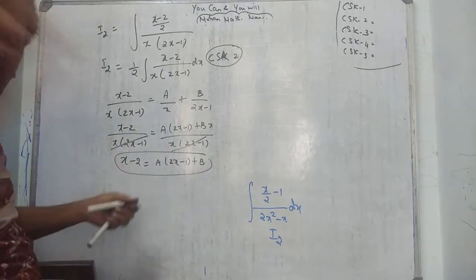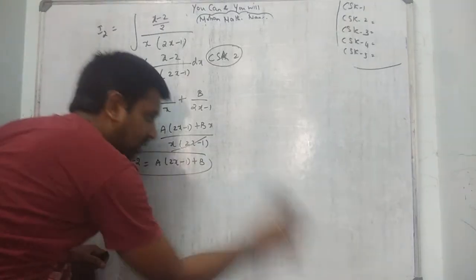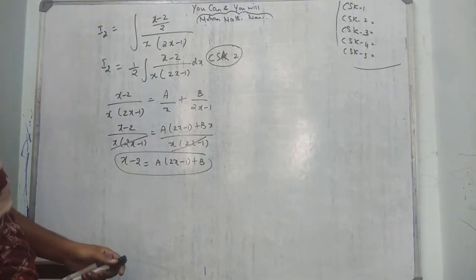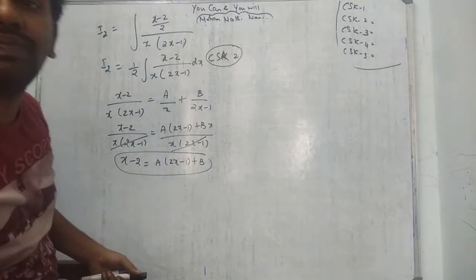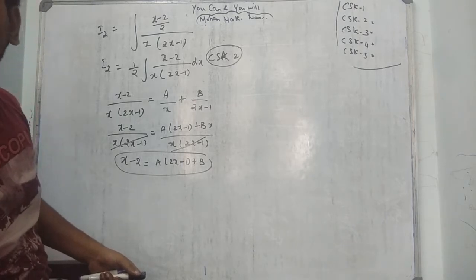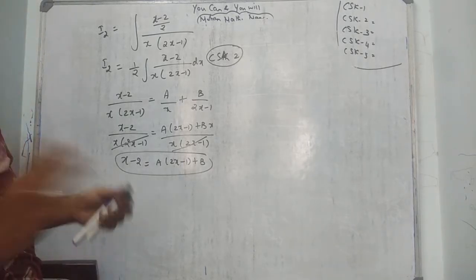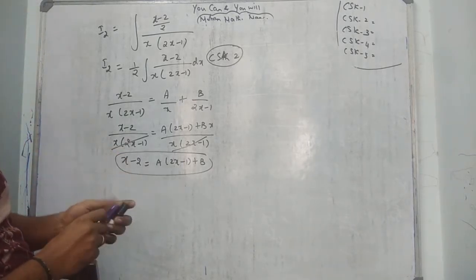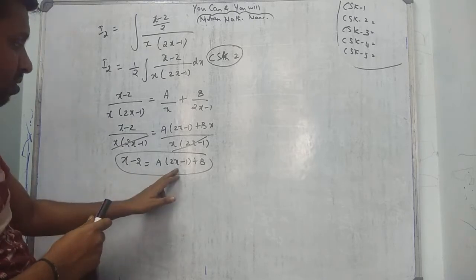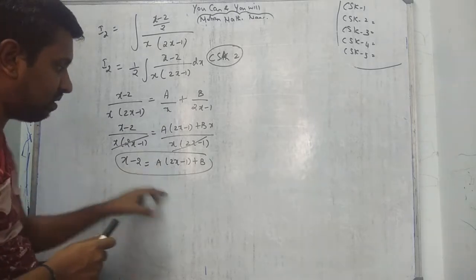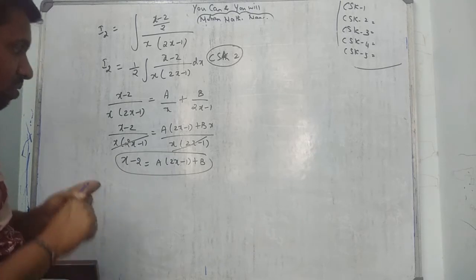Now you can use any method, method 1 or method 2. The choice is yours, you choose any one method. So I'll go with method 1. You have to put x equal to the value that makes a bracket zero, x equal to 1 by 2. So you can go with that method also.